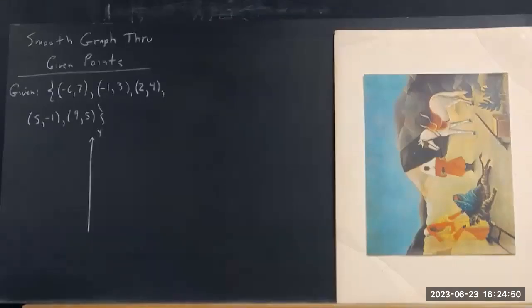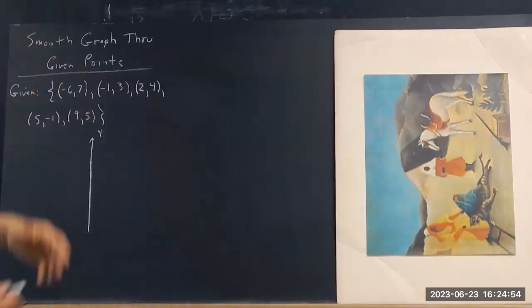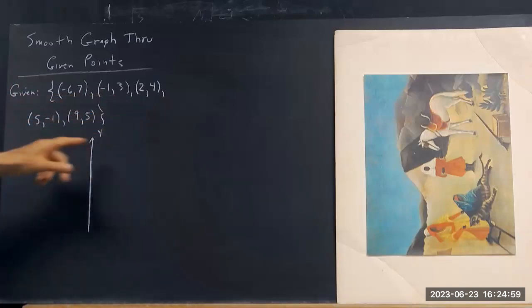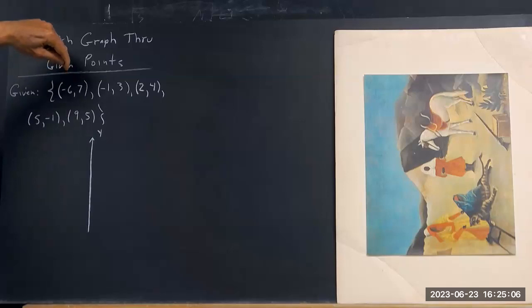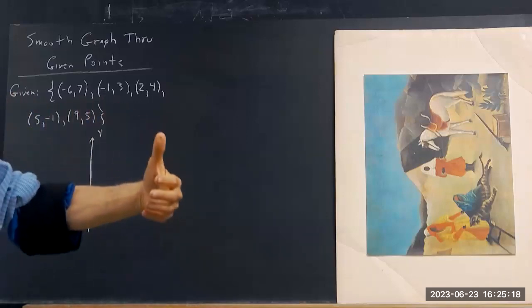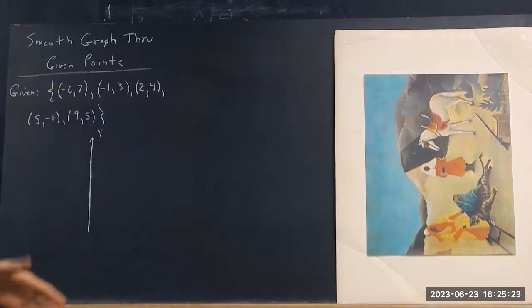Okay, we want to be able to sketch a smooth graph through a set of given points, maybe 3, 4, 5, 6, 7 points. So I've got these given points and I want to make a graph. Now you see that my x values are as low as -6 and as high as 9. So I'm going to scale the x-axis from -8 to 8, because 8 is close enough to 9 that I'll be able to locate 9 pretty easily.